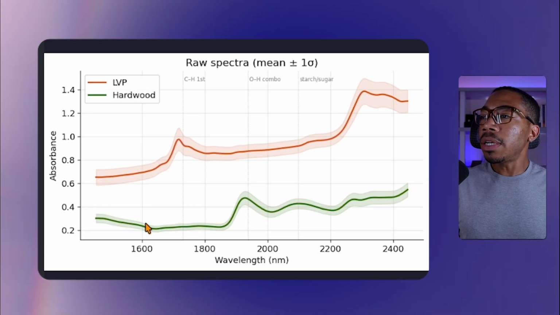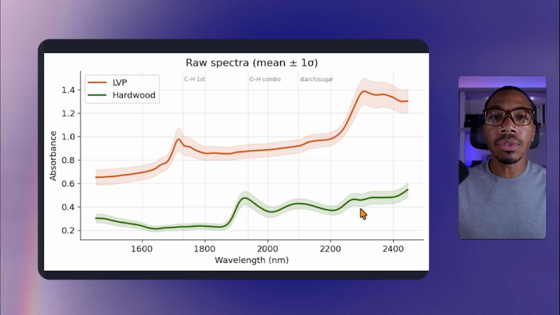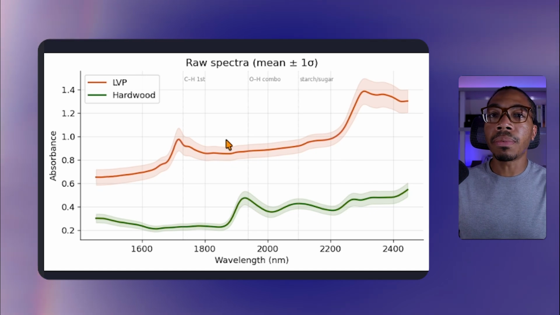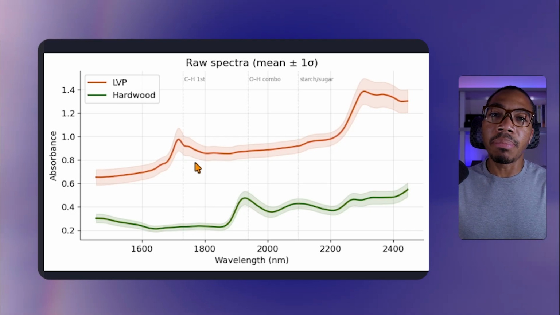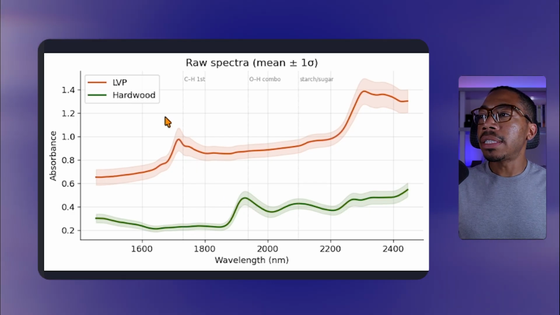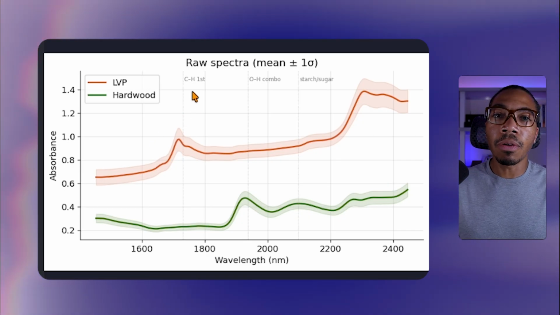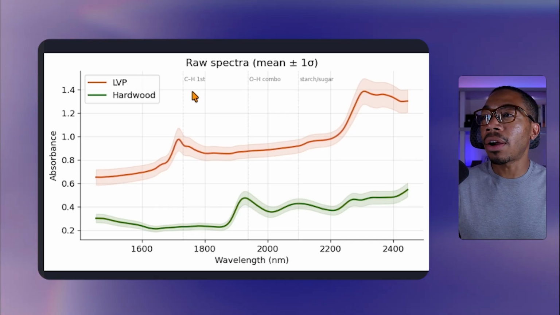If we look in green, we have a plot of the average hardwood spectrum, and this includes all of the different wood types I looked at in the study, and the wood fingerprint is very distinct from the linear vinyl planks, both in the total absorbance and in some of these spectral fingerprints. Now, because vinyl planks are essentially like PVC, there is a significant peak around 1730 nanometers, which is consistent with one of the first CH overtones that we can observe in the NIR domain.